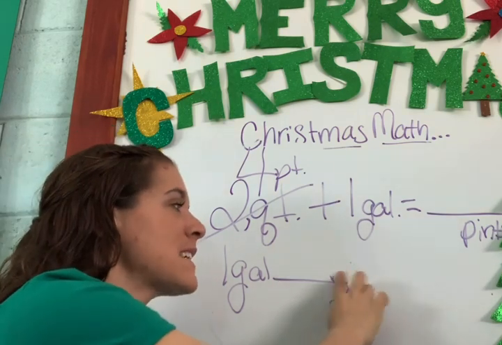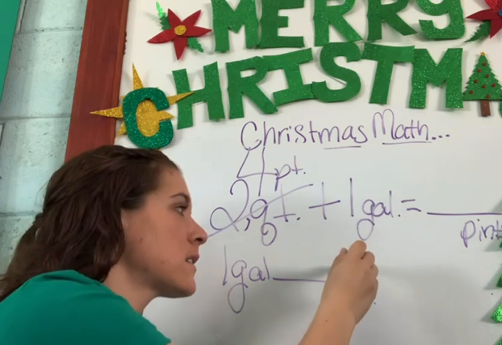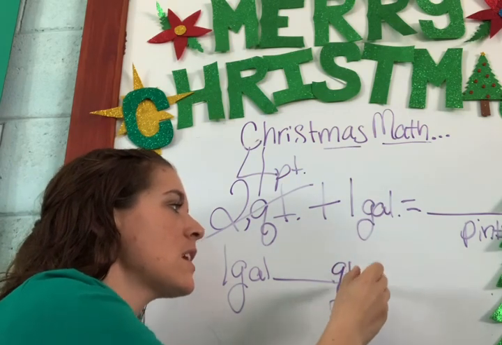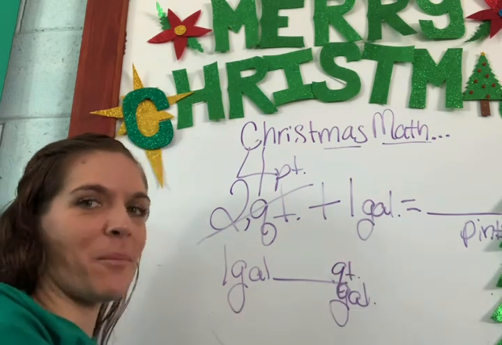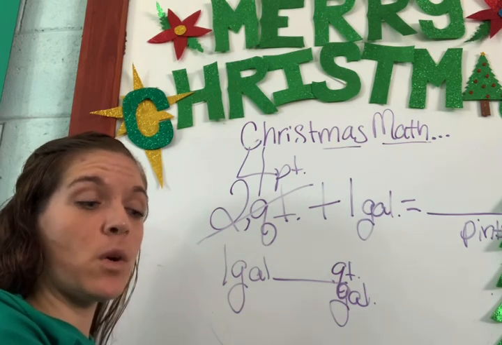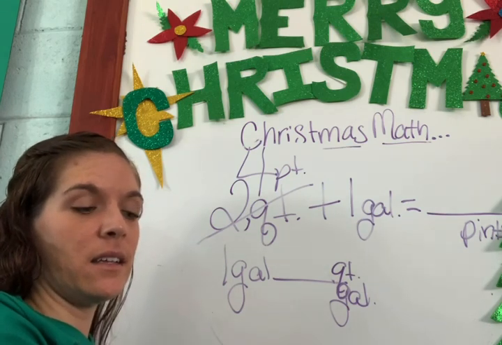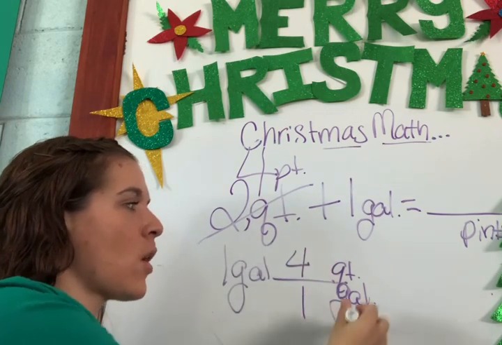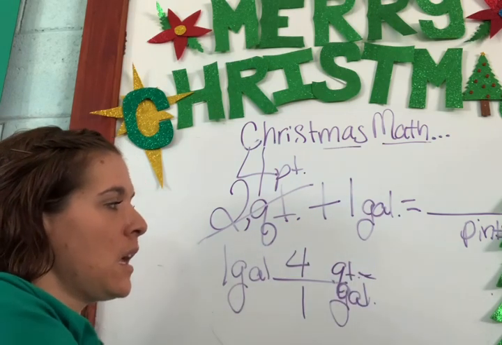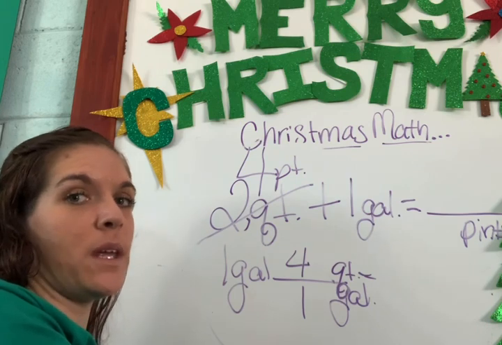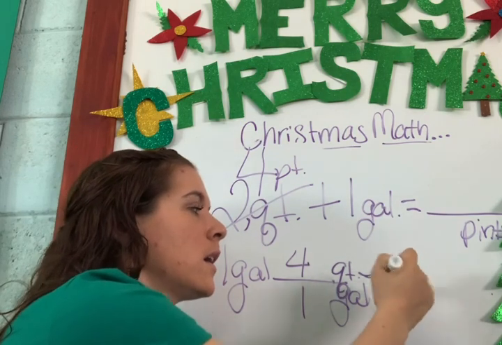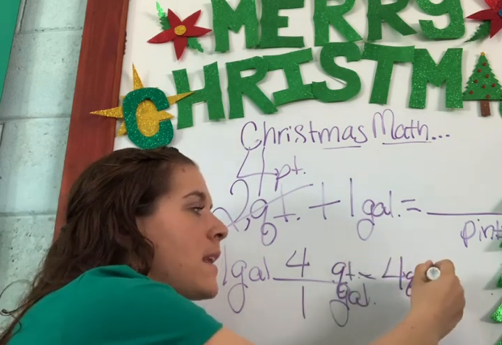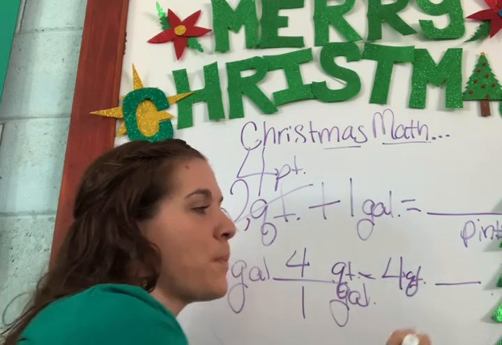So look what we have to do, guys. We have to change this into quarts first, and then change it into pints. Because how many quarts are in a gallon? Danielle? 4. Okay. Do we multiply or divide, Danielito? We multiply, so it's 4 quarts. Now we need to change the 4 quarts into pints.